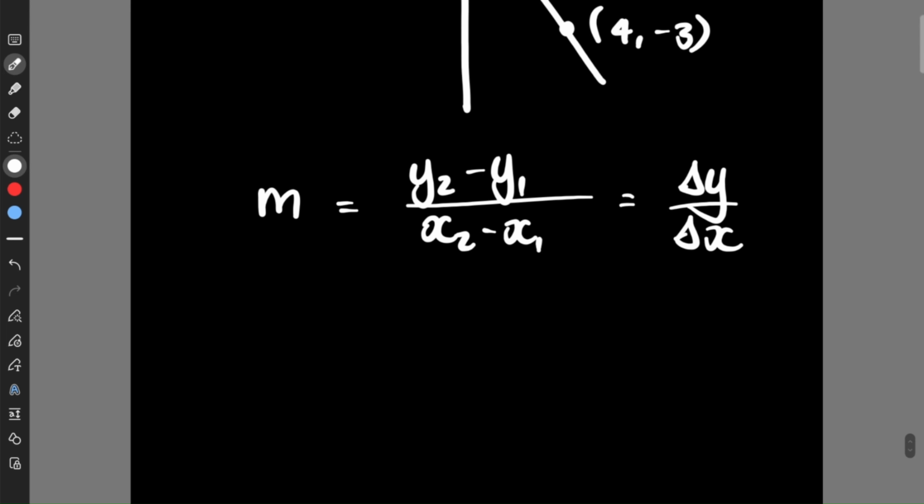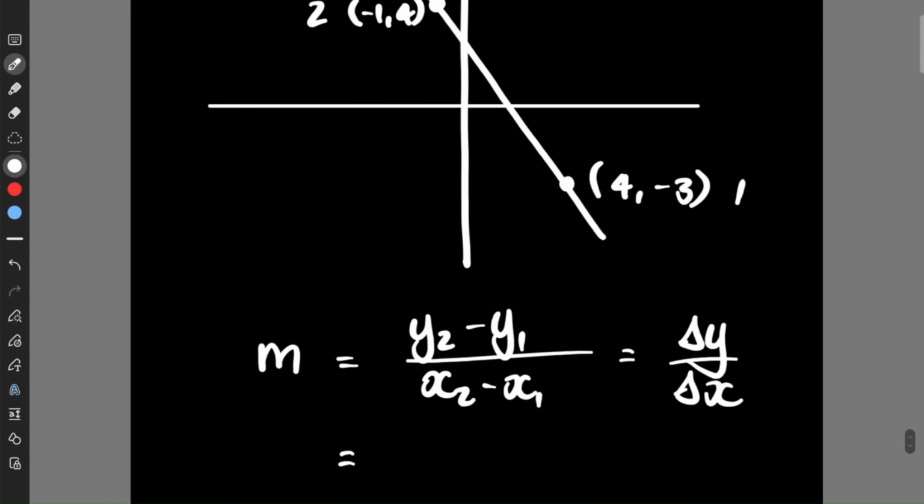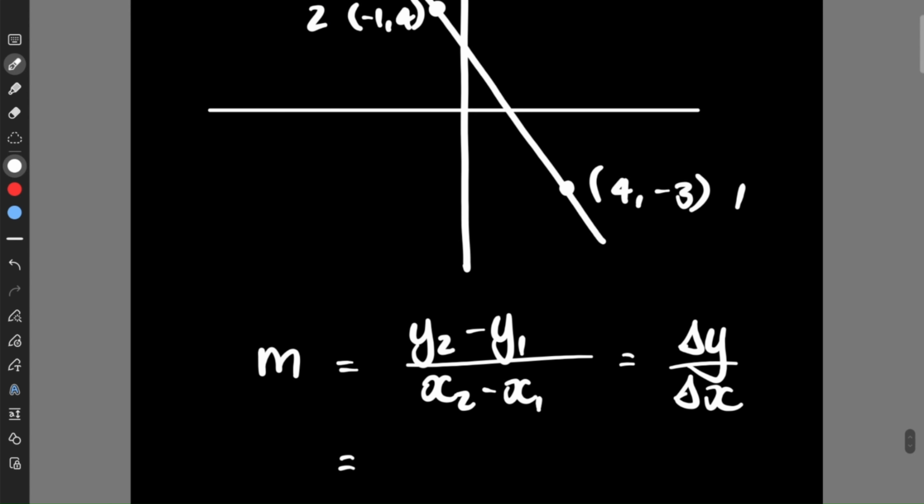So let's go ahead and plug in those values. Let's say this is coordinate 1, that's coordinate 2. And then we have 4 minus -3. Remember, we have to maintain the negative sign. And then -1, let's draw the line, minus 4.